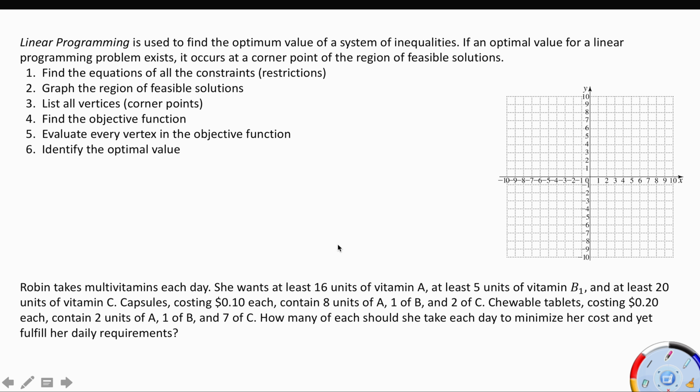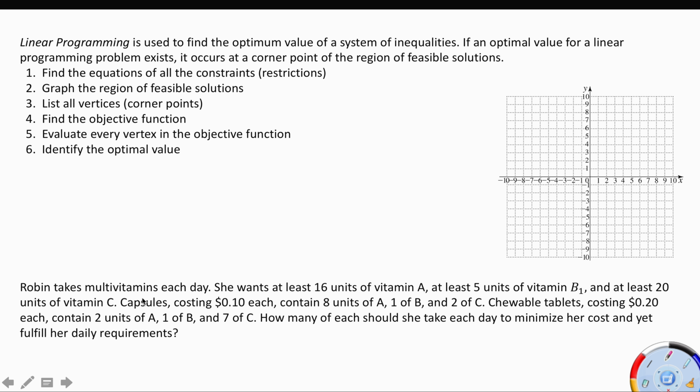So our first step is just to graph. Well, we've got to pull out our constraints and graph those, find the region of feasible solutions, and then I'm going to take my objective function, the function I'm trying to maximize or minimize, the function I'm trying to optimize, and plug in all the corner points. All right, so let's try one.